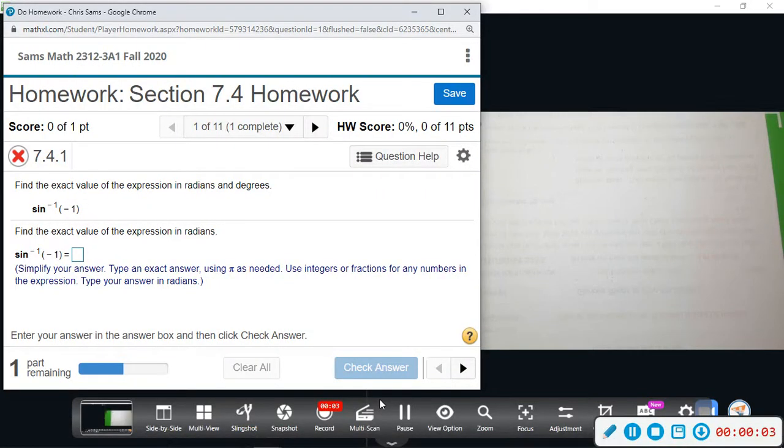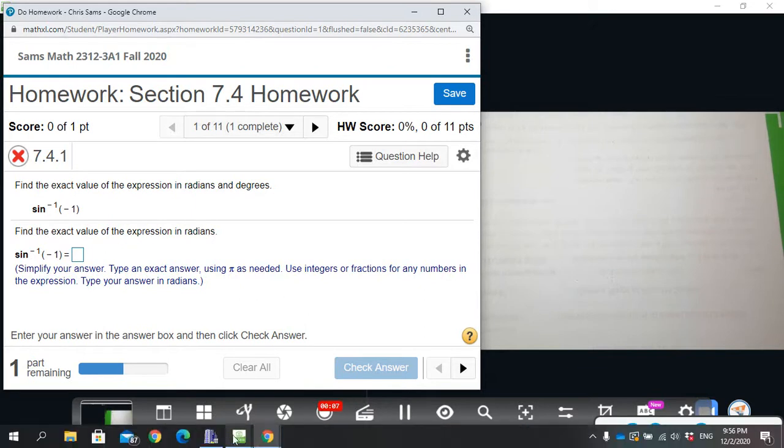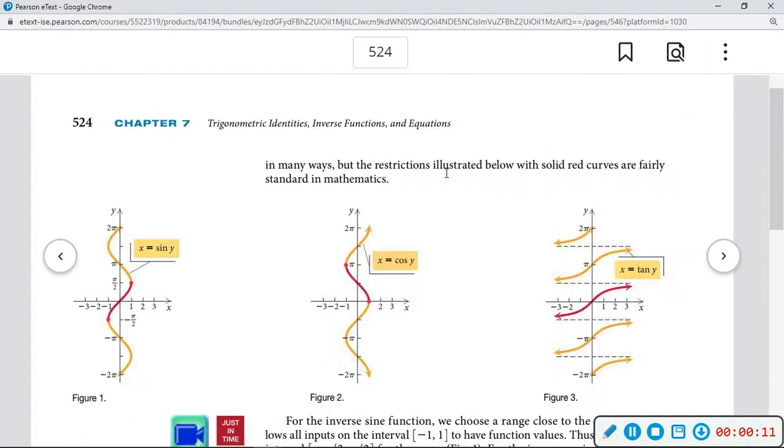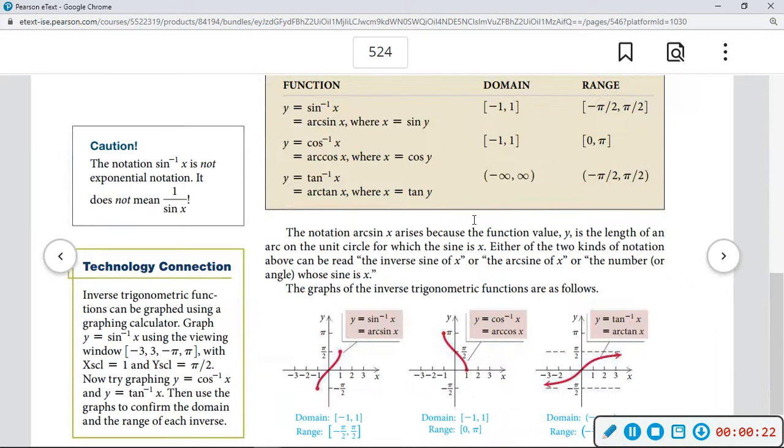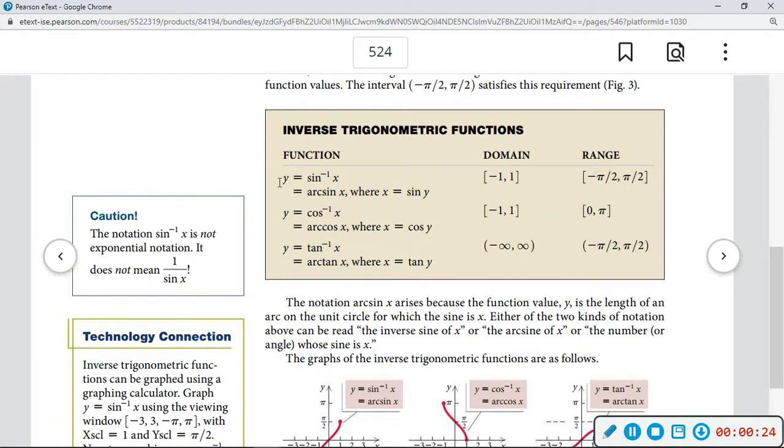Alright, 7.4, we're going to be looking at the inverse of trig functions. In order to help you better understand, I have gone to the textbook. This is page 524. They show you several graphs of what the inverse functions look like, but for all intents and purposes, we really need the functions and the domains and ranges. Mainly the range is going to help us.